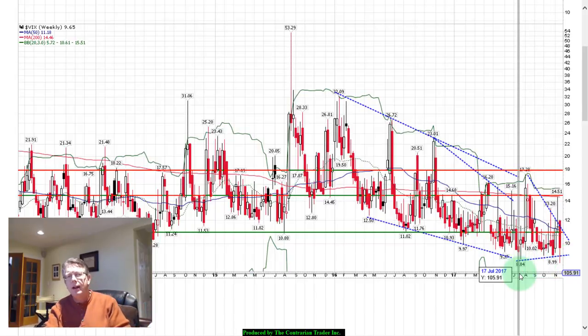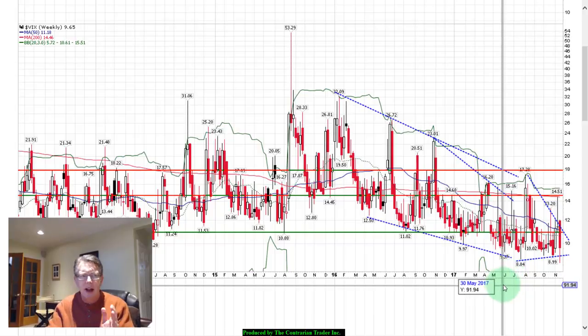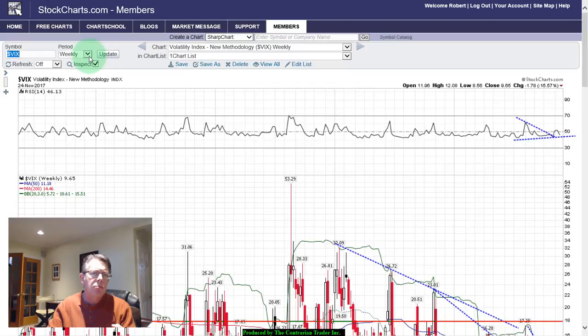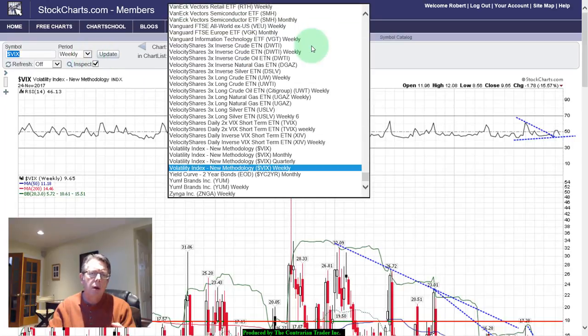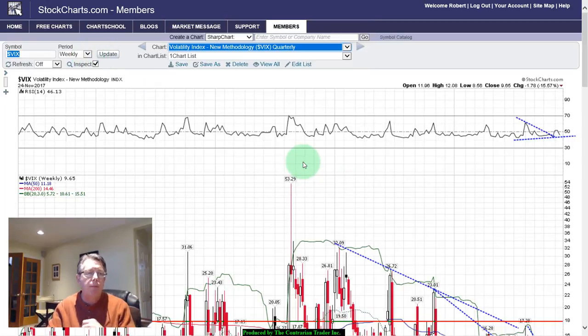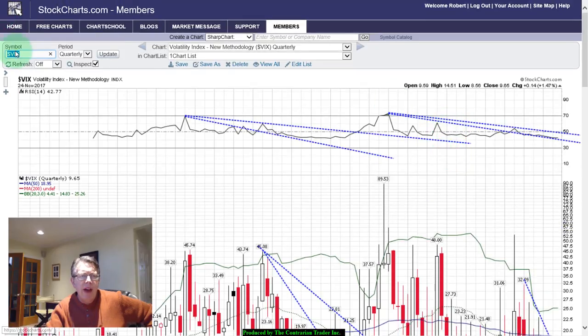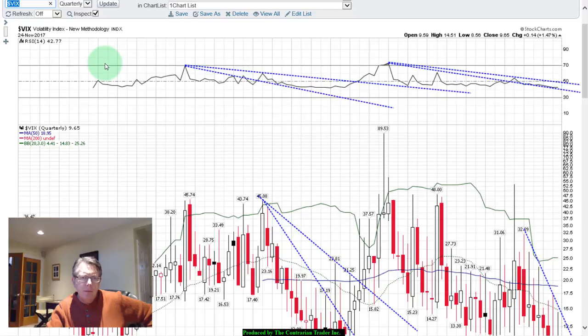Now, I'll come back to this chart. I want to put this chart into historical context. So this is a weekly chart. Let's pull back. Let's go to a quarterly chart, a high level view. Okay, so here we have it, the VIX quarterly chart.